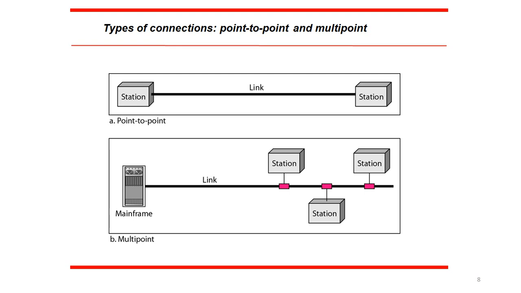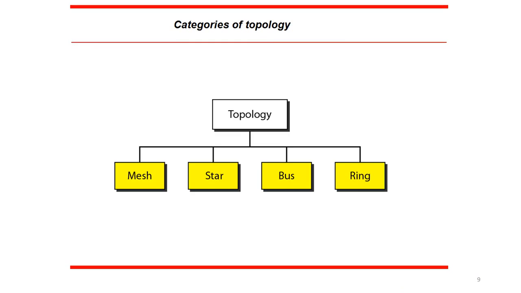Then multi-point means there is an involvement of more than one device, or we can call them stations. As an example, you can see in the diagram a mainframe machine and a number of stations. They are connected with a communication medium where communication from the mainframe to a number of stations is possible. So that is called multi-point.